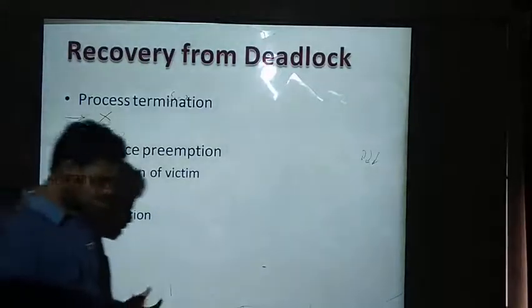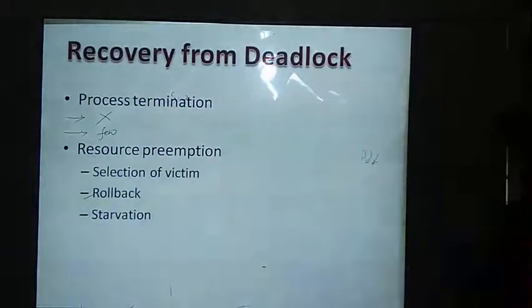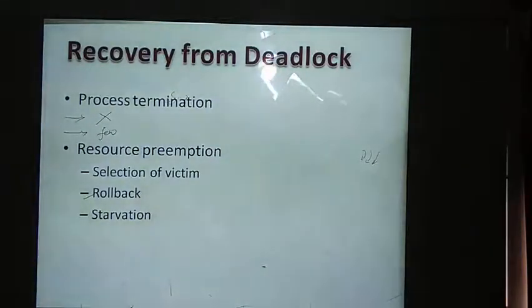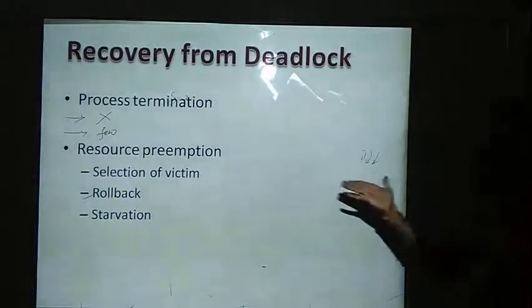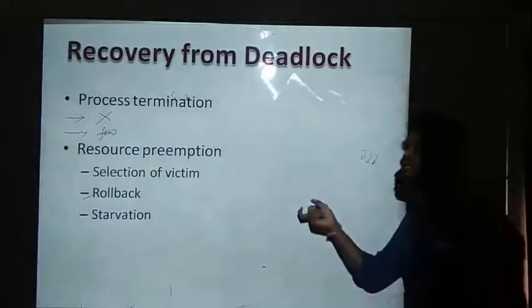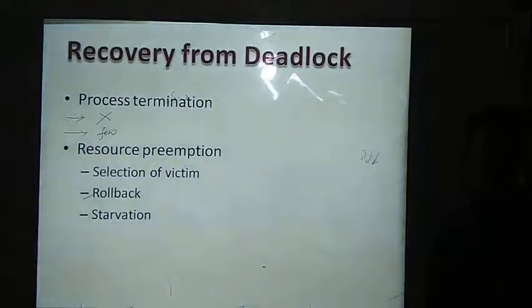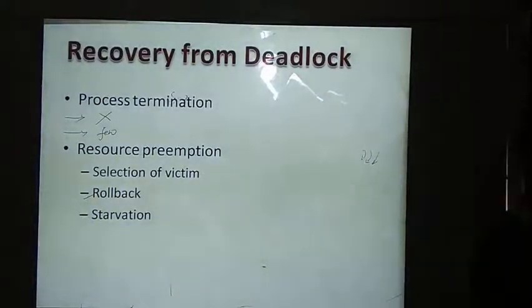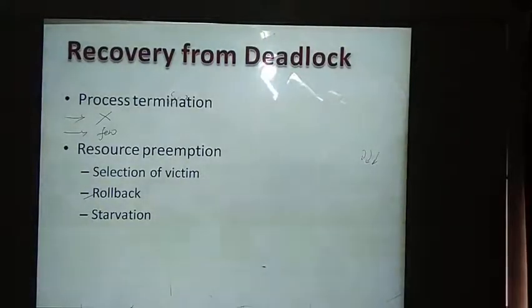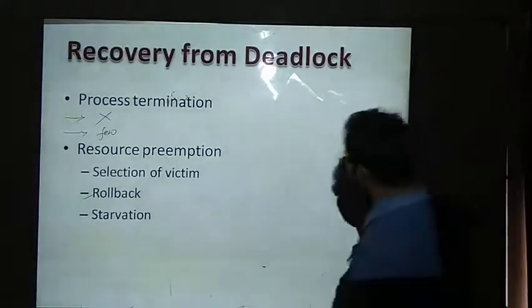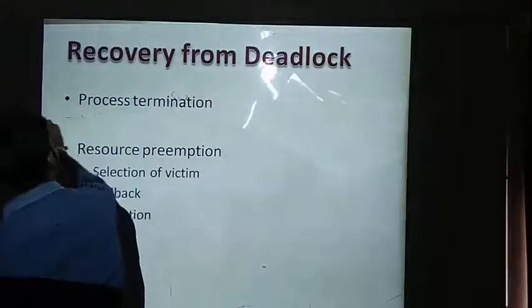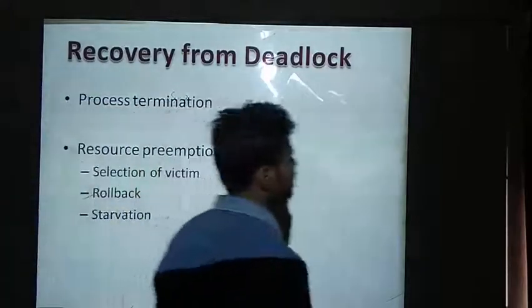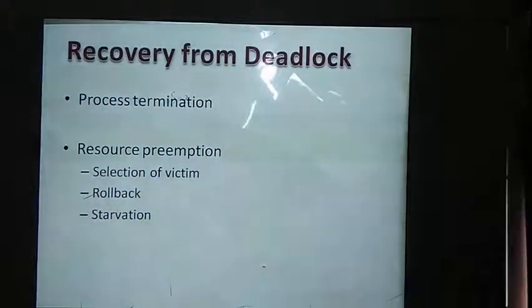And the last one is starvation. Starvation is nothing but waiting for a long period of time. It is necessary to ensure that when we are taking the resources and preempting the processes, no process should wait for a long period. That should be considered when we are recovering from deadlock situations. This is how we use deadlock detection and how we recover from the deadlock.